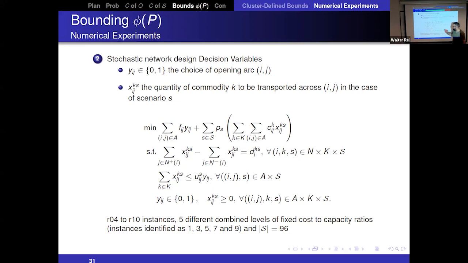So these are the two sources of uncertainty. First stage, you design the network. Second stage, well, it's a multi-commodity flow problem based on the network that was designed.